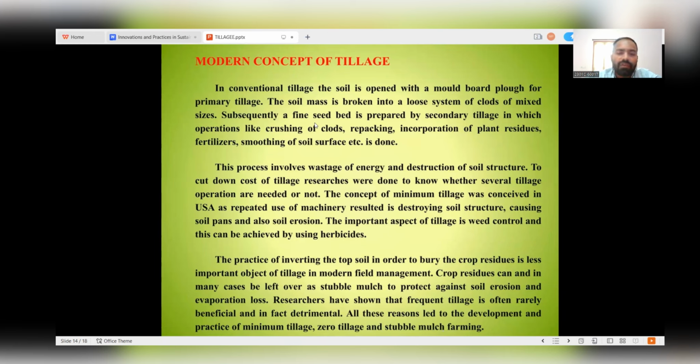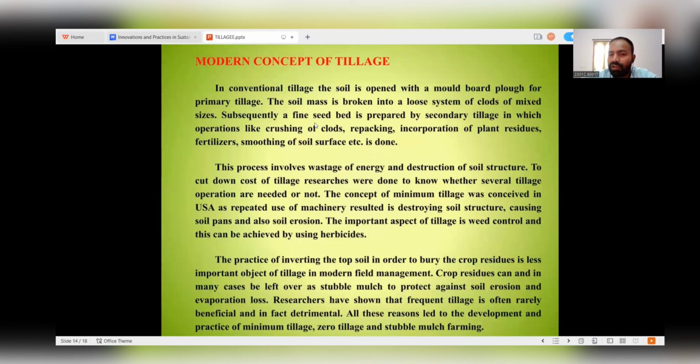This process involves wastage of energy and destruction of soil structure. What will happen? Unnecessary wastage of energy and destruction of soil structure. To cut down the cost of tillage, research was done to know whether the several tillage operations are needed or not. So the concept of minimum tillage was conceived in the USA, as repeated use of machinery resulted in destruction of soil structure, causing soil pans and also soil erosion.